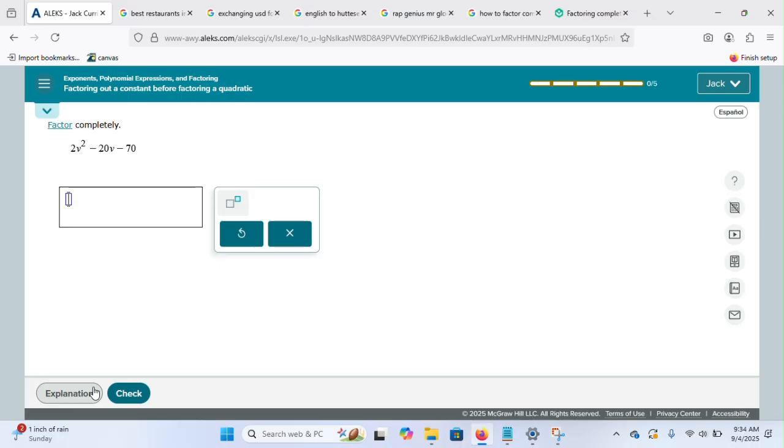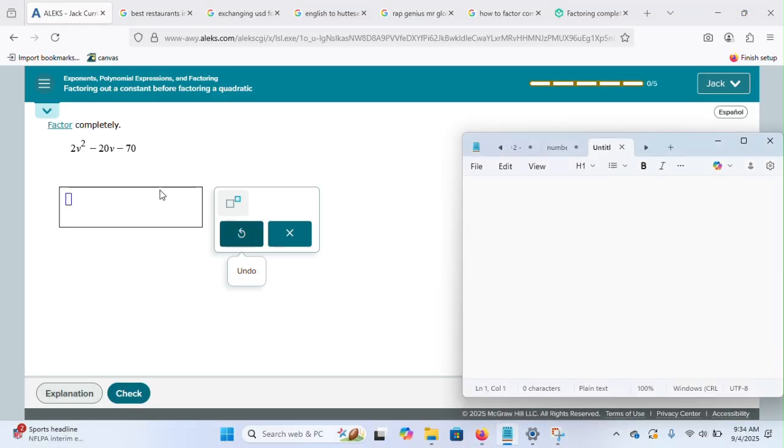So looks like this one, the common factor would appear to be 2, because all of these are divisible by 2. Alright, so we're going to start with 2. And we're going to write that. Now you might be thinking, Professor, wouldn't it be 2v? But you'll notice there's no v at the 70, so we can only take the 2.